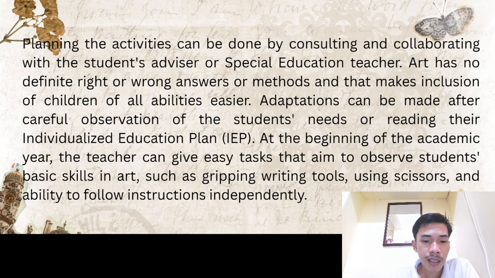So teachers can also observe students or refer to individualized education plan or IEP. So to know what adaptations are needed. So at the beginning of the school year, simple art tasks can be given to assess basic skills such as holding a pencil, using scissors safely, and following instruction. So since art has no single right or wrong answer, it is easier to adapt activities for different learners with proper planning and observation. So, well, we can create an art classroom where every student feels accepted, capable, and successful.